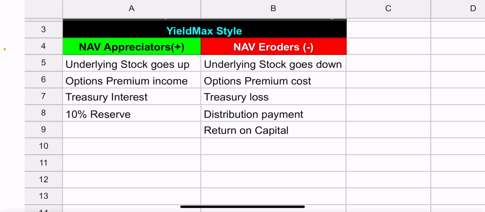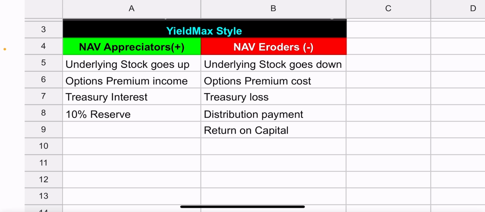Yes, that sucks. But the underlying stock, for the most part, always goes up in time, and if it goes up gradually, great. If it doesn't, sometimes we suffer. But in the end, all in all, if the underlying stock goes up overall, then we should be okay. Again, these funds are so new, so time will tell.